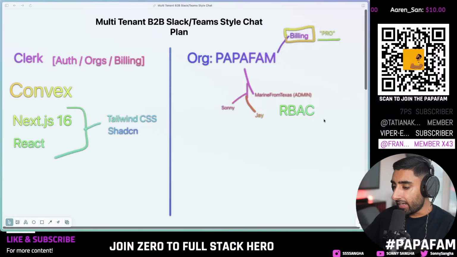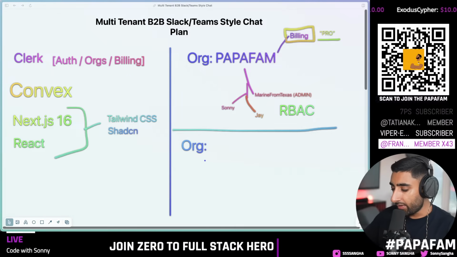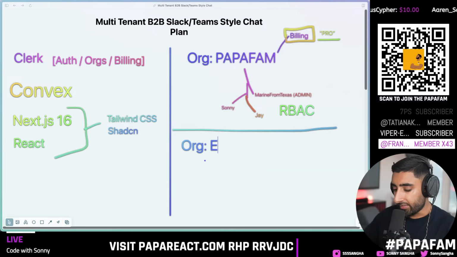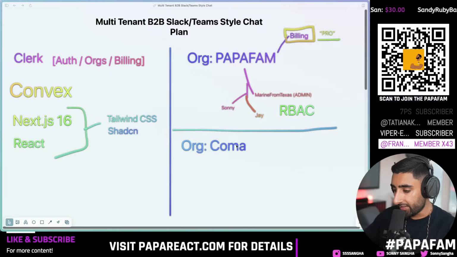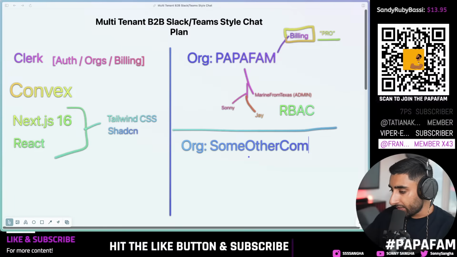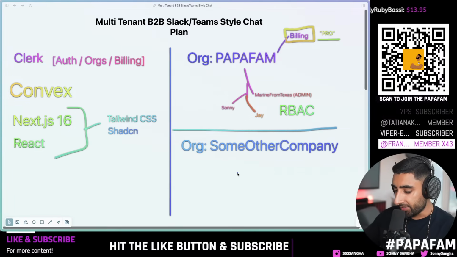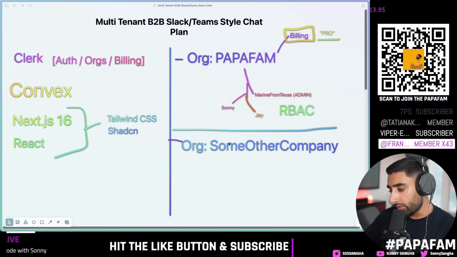Now, another layer to consider is, once we've done that, how do we separate the data between another organization? Say, for example, we had another organization called, I don't know, some other company, right? Some organization. So how do we go ahead and separate Papa Fam's data from some other company's data?